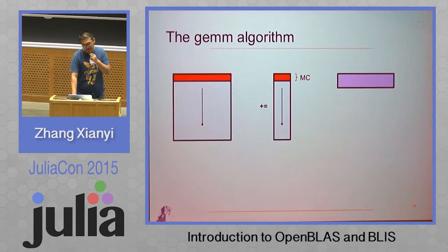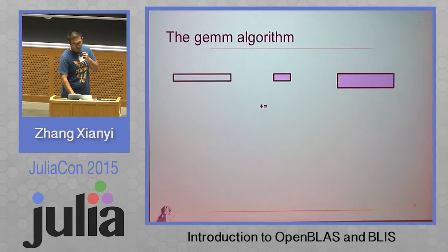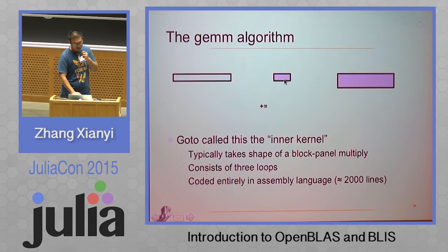Next is to block matrix A in the M direction and pack the block of A like this. And then we provide the kernel to calculate the block and panel multiplication. Goto called this the inner kernel. It consists of three loops. The code is written in assembly language. It's about 2,000 or maybe 3,000 lines.